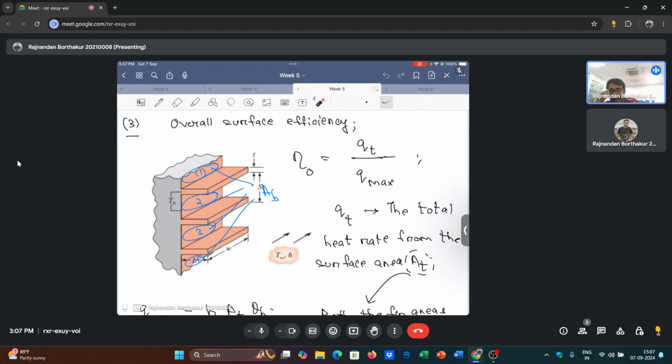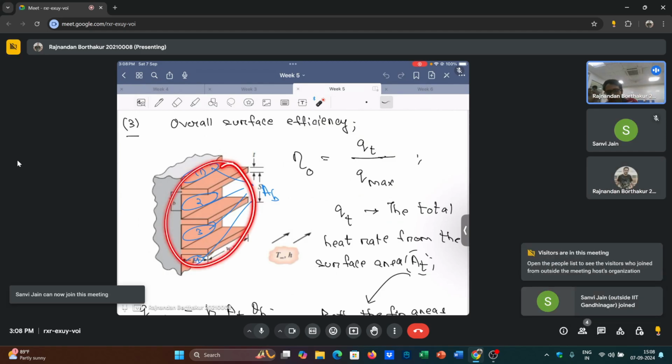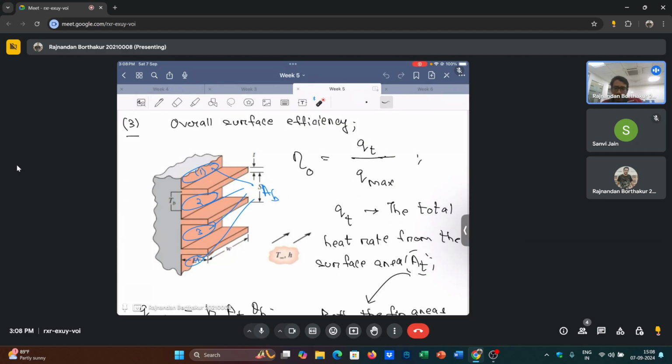So the idea is that when we have multiple fins that are spaced equally, we have a bare area which we denoted by A_b. The temperature of this bare area we denoted by theta_b. We represented the efficiency of this fin array structure by the overall fin efficiency, which is the rate of heat transfer from this entire area to the maximum rate of heat transfer, just like the definition of a single fin efficiency that we determined.